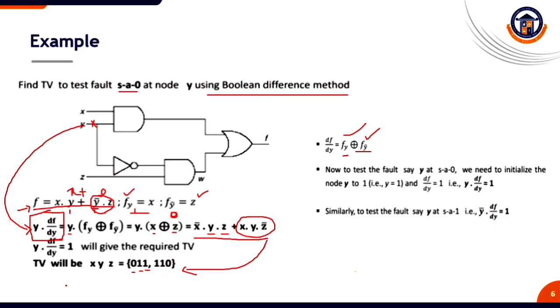So finally, what is the test vector if this y line is affected by stuck at 0? It means 0 1 1, comma, 1 1 0. This is the answer if the y line is affected by stuck at 0. Using the Boolean difference method, we can find the test vector.